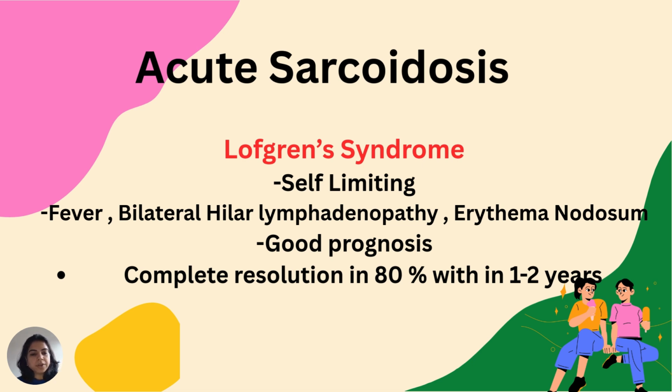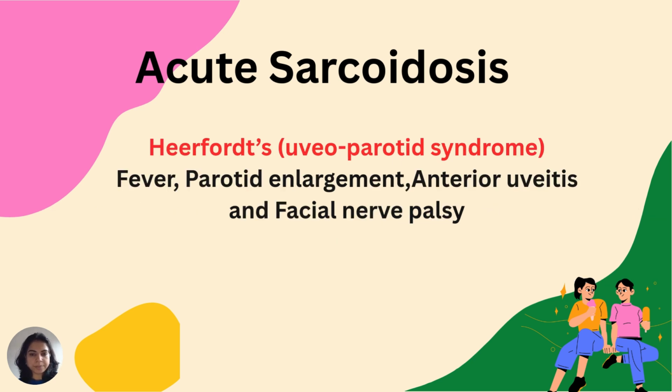Lofgren syndrome, which is one of the acute presentations of sarcoidosis, is usually a self-limiting illness. It presents with fever, bilateral hilar lymphadenopathy on imaging, and erythema nodosum, which is purplish patches on the legs that are quite painful because of the inflammation of the fat under the skin. This generally has good prognosis and leads to complete resolution within 1 to 2 years. A minority of patients can develop lung disease associated with Lofgren's.